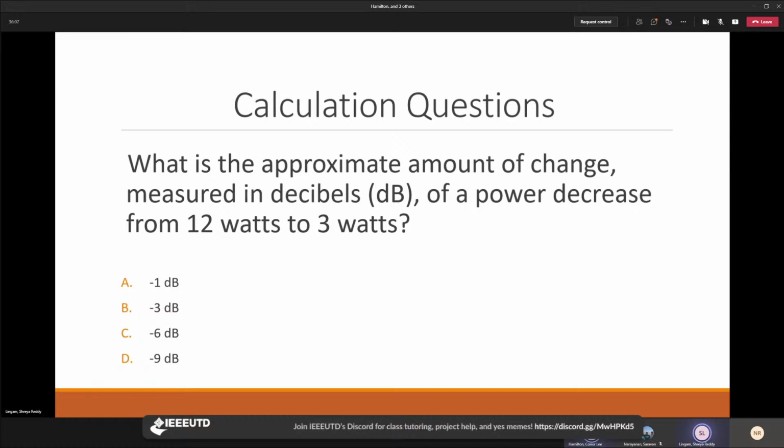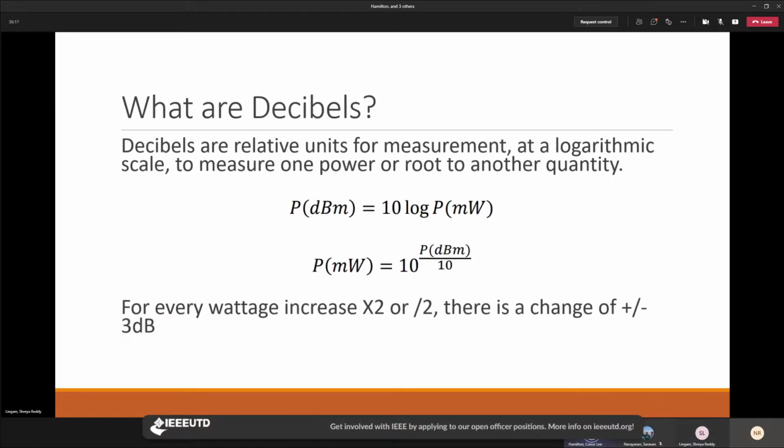All right, so if you said minus 6 dB or C, you're correct. If we go to the next slide, it shows us a little explanation of why. As a freshman or a sophomore, or even sometimes a junior, you might be confused as to what a decibel is. Decibels are relative units of measurement on a log scale. So basically, it's relative to whatever measurement you're taking.